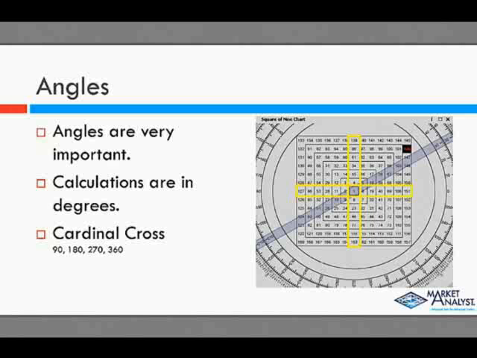When we are looking at a square of 9 like this, though, there was one set of angles which is most commonly known as the cardinal cross. And that is basically the north, south, east, west angles. And you see them here highlighted in yellow.